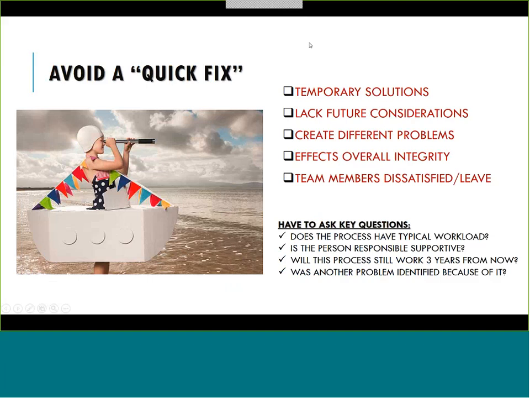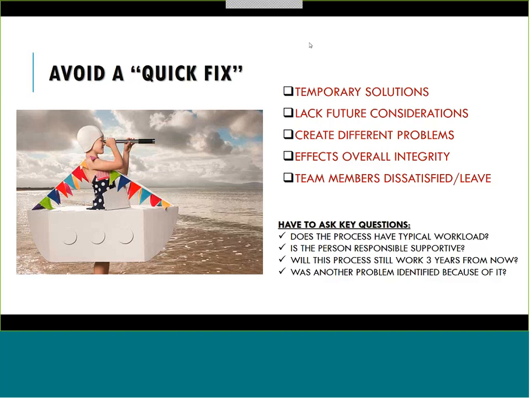Okay, please avoid quick fixes. I've had a lot of these conversations as well, where people are pushing, we want to get the CCM going, and administration says, well, just do this, just do that. These typically are only temporary solutions. A lot of times when those solutions are identified, they're really not considering what's going to happen in the future with that. How does that change as we move forward? Typically, they create more problems than they solve. You solve one problem, but probably create a couple more.